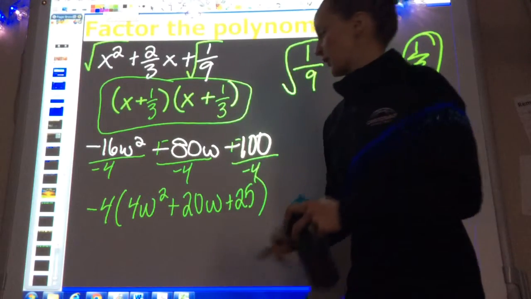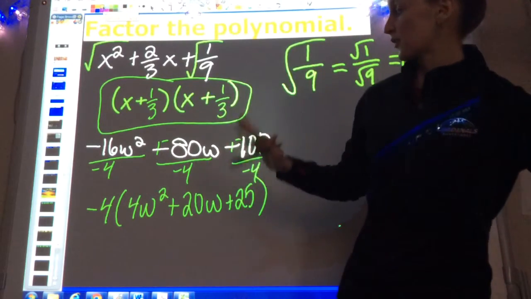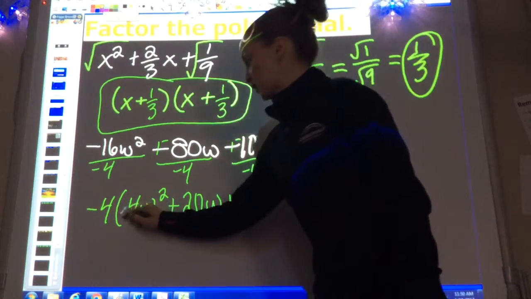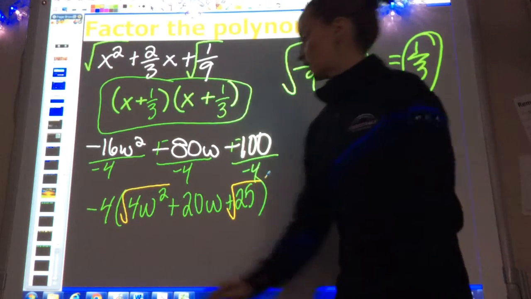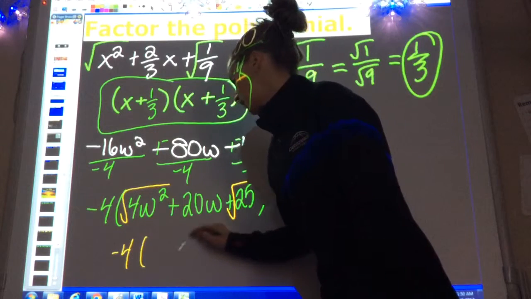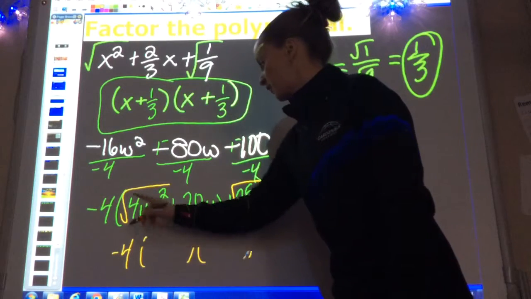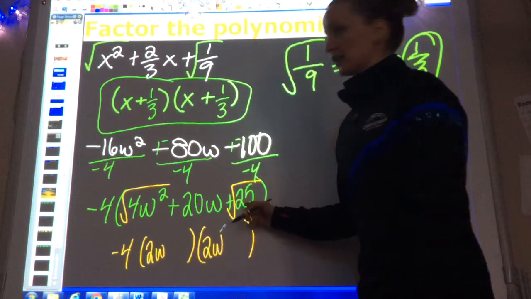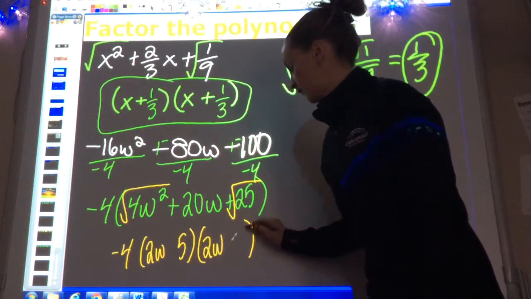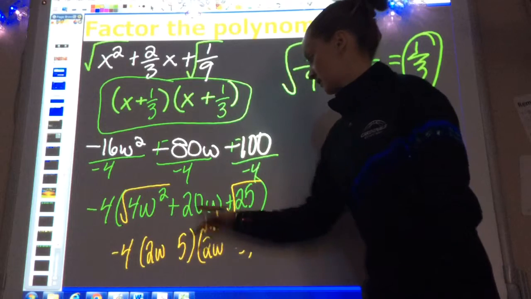Second thing is difference of squares. We don't have the difference of squares. So our third step then, perfect trinomial, means we have to take the square root of the first and the last term. We draw our two sets of parentheses. What's the square root of our first term? 2w. What's our square root of our last term? 5. What do our two symbols have to be?